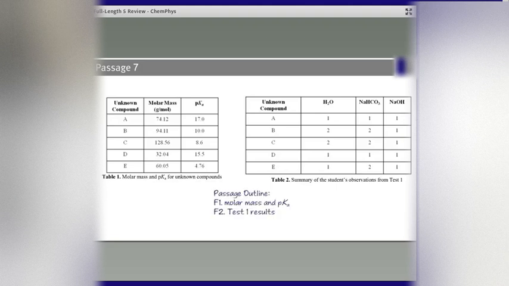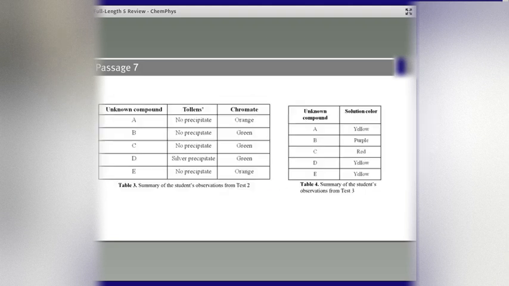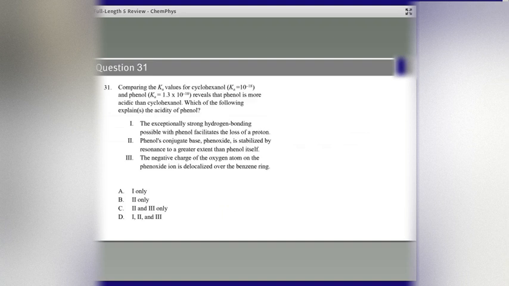Okay, so what we're trying to show you guys here is I want you guys to leave Chem Phys review tonight able to go through and use that cut and run. I don't want to spend too much time in passages that are simply going to take me too long to work through.